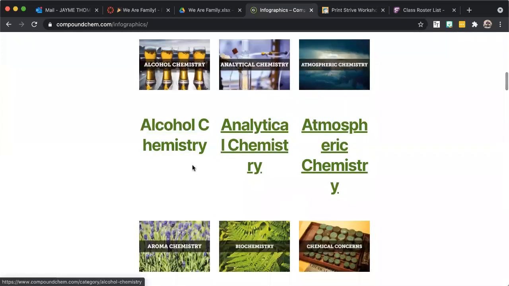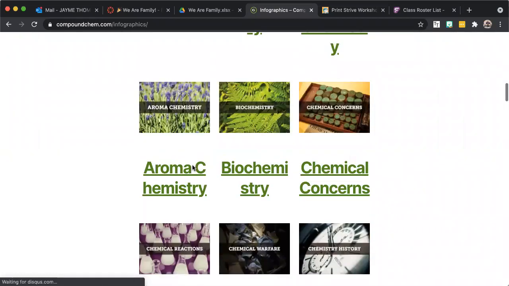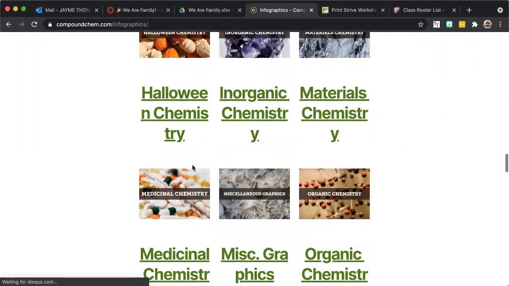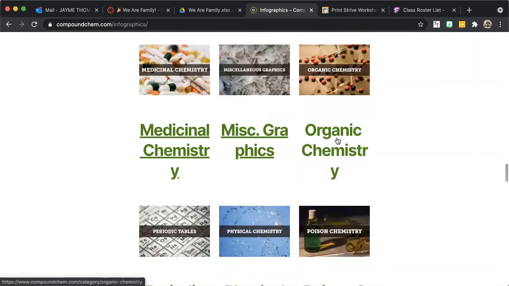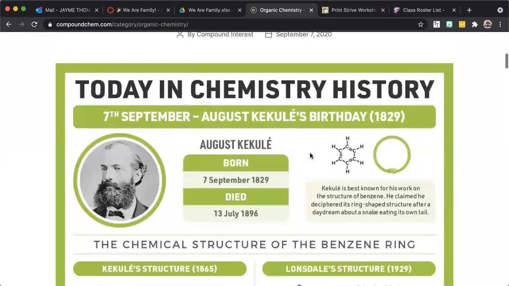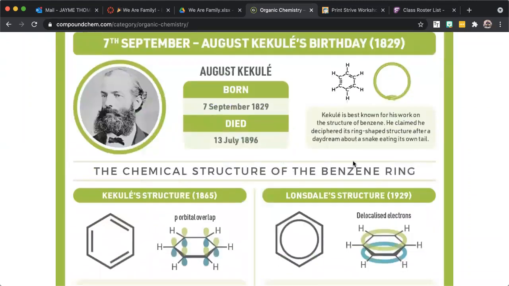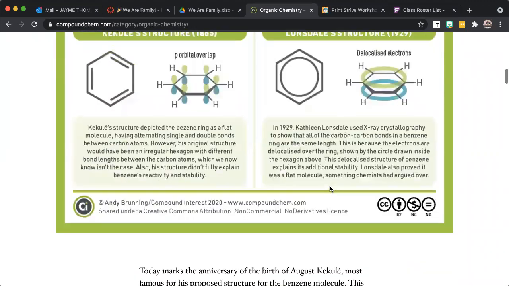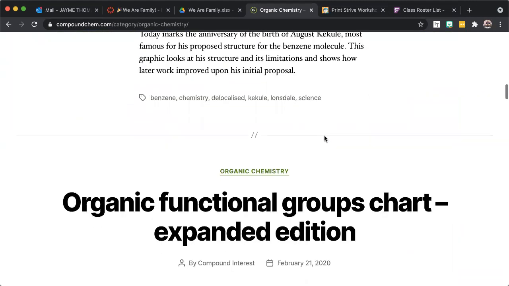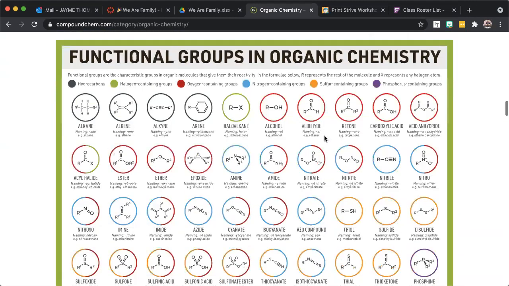But so here's some down here. Like I can probably find one. Let's see, is there organic chemistry on here? Inorganic chemistry. Here's organic chemistry. So if I click on organic chemistry, so this guy, he is the guy that did work to help figure out the structure of the benzene ring. And so this one talks about the benzene ring and the p orbital overlap for the double bonds. Okay. Here's one that has all the functional groups.